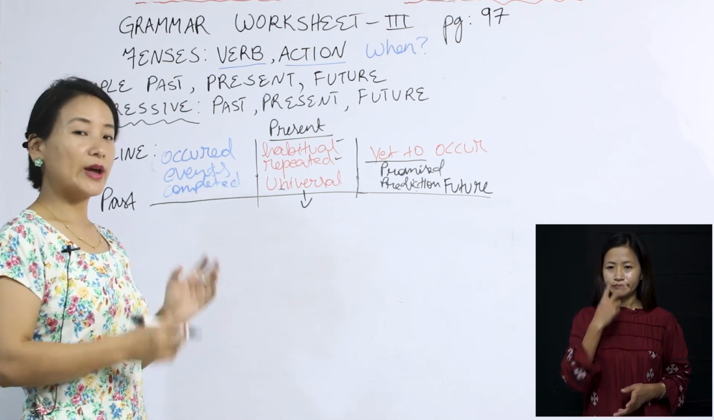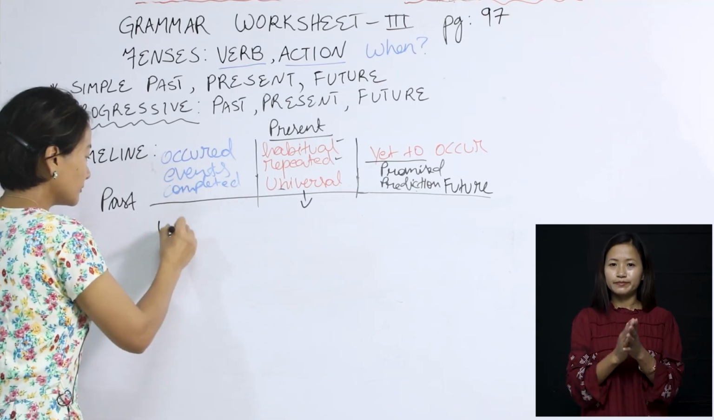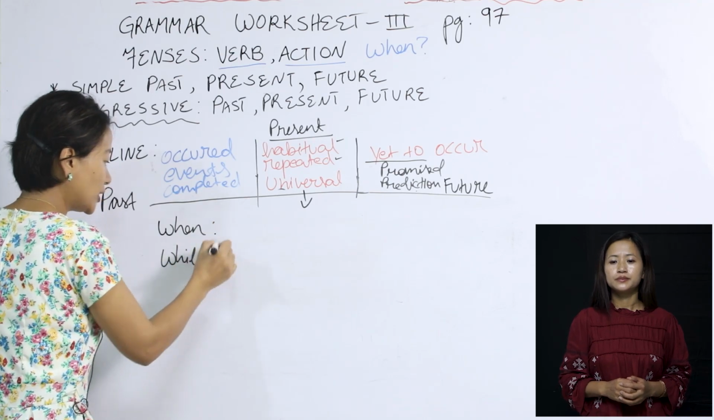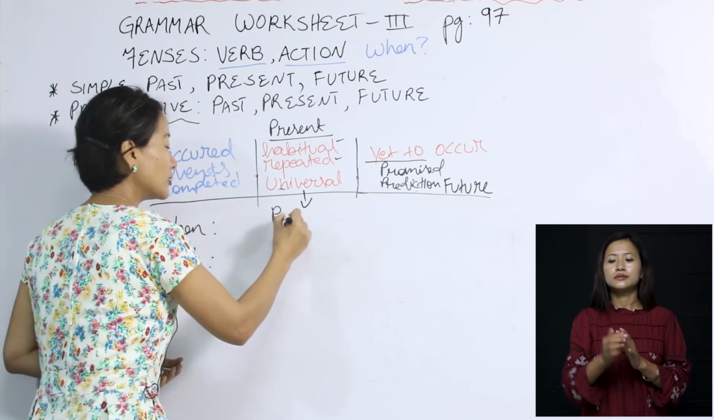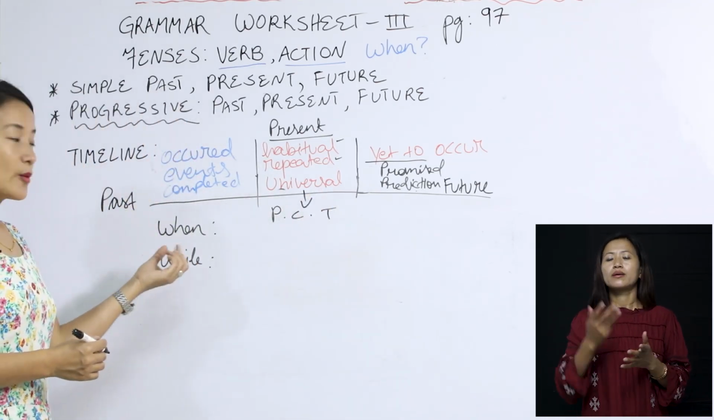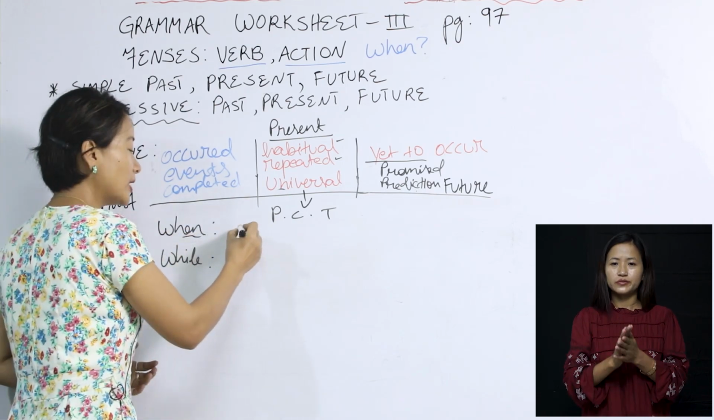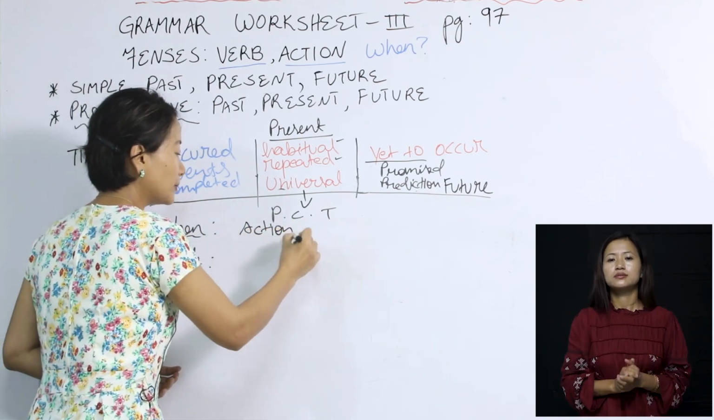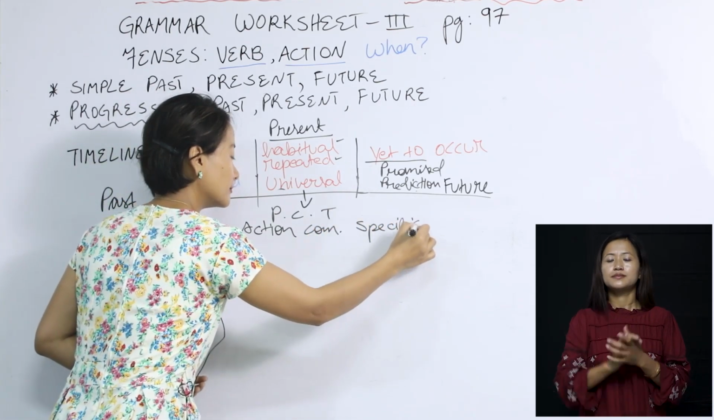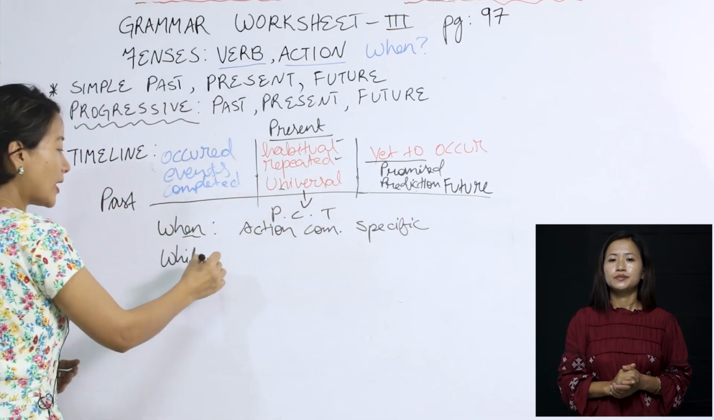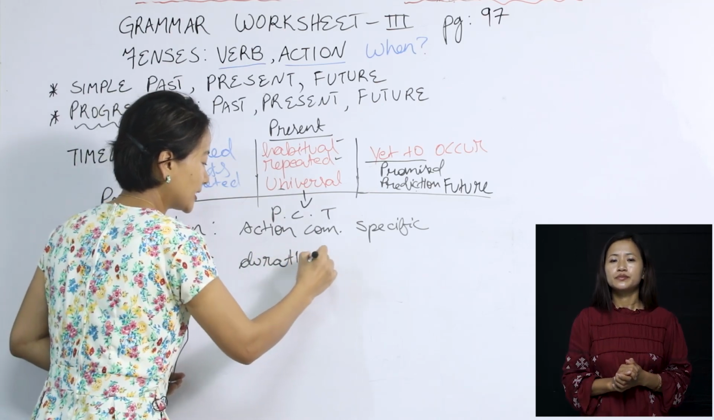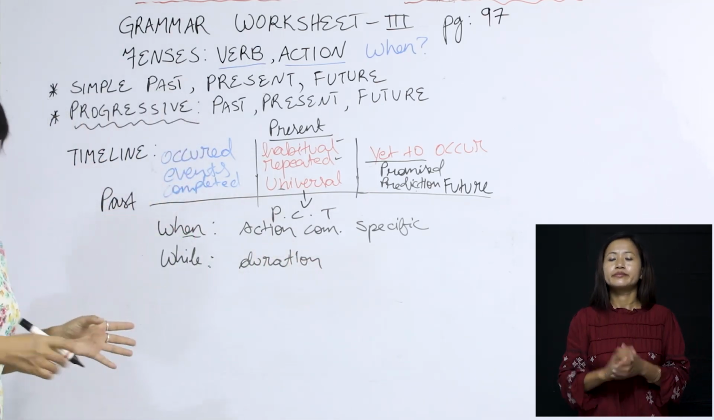Now let's take a look at when and while. And we usually use this in the present continuous tense. But there is a difference between when and while. When we say when, as it suggests, referring to an action that is completed, or we can say specific. While, at a point of time or duration, we can put it in that way. So I'll give you an example.